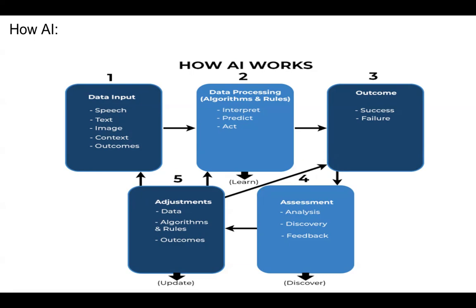Okay, so it will interpret, predict, act. You can see the terms, and finally it will give output. Output can be anything, success, failure, or any type of data, means any type of result. This is the three things which can be done by a normal machine.